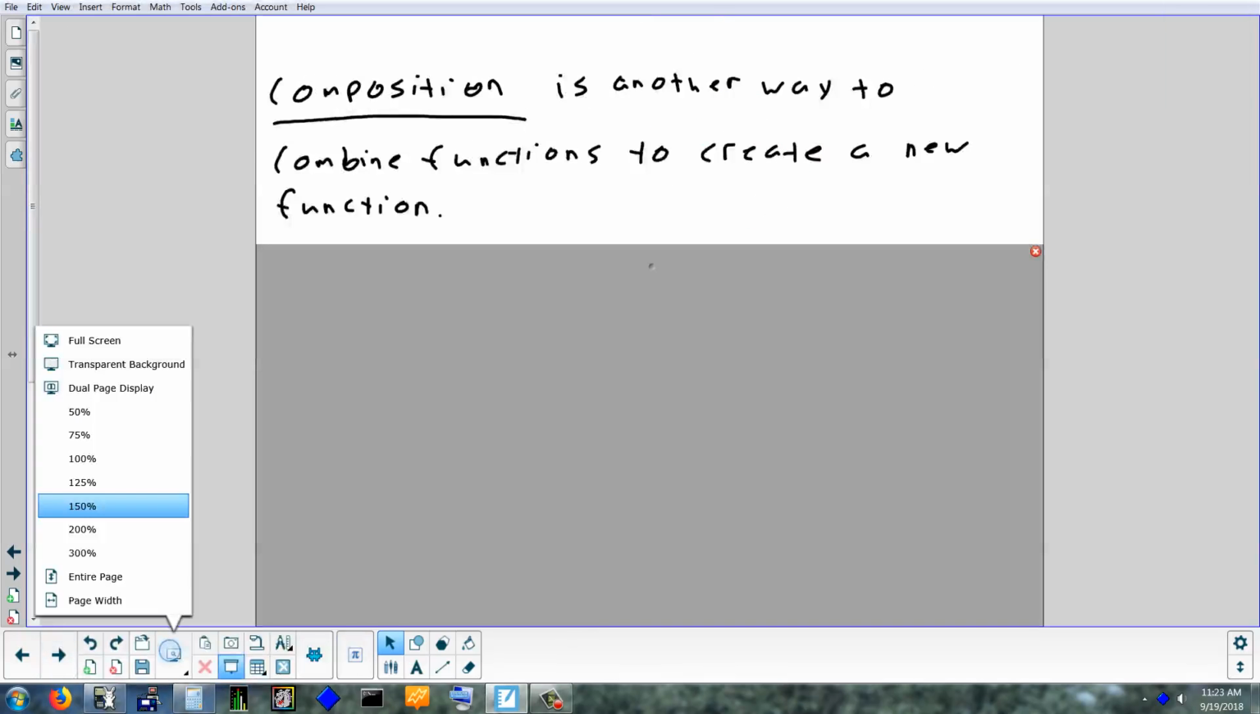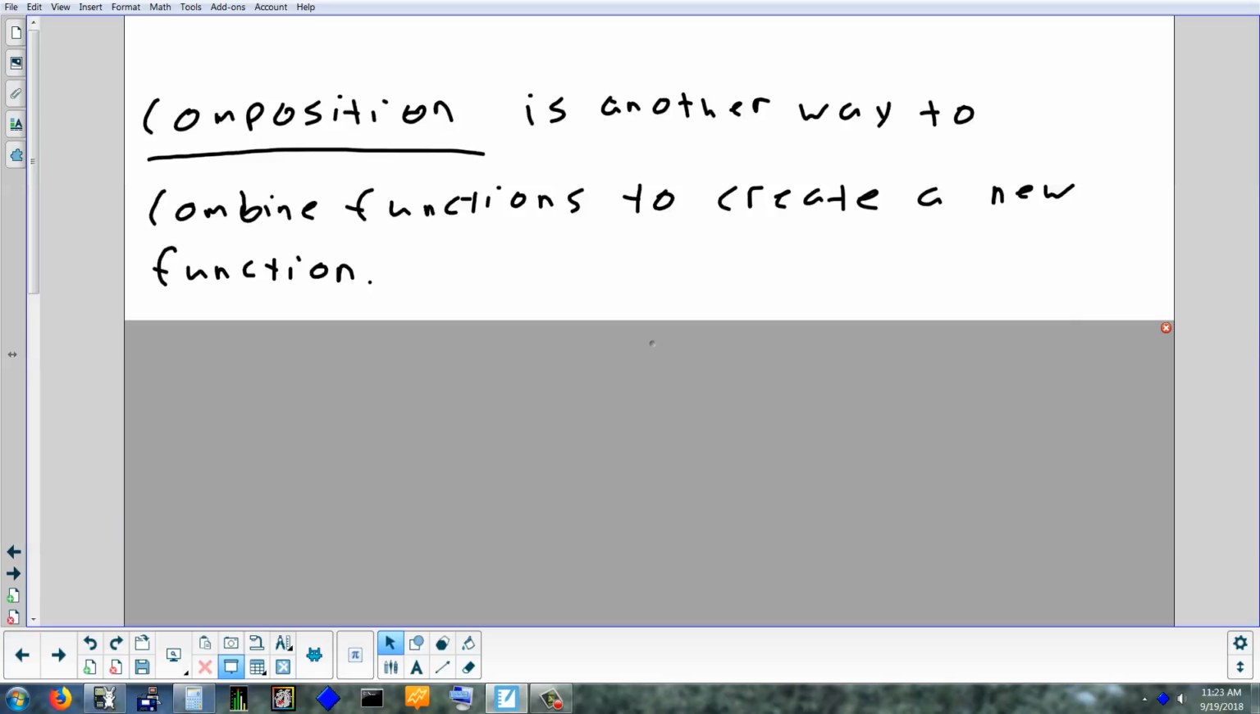Okay, so the next thing we're going to look at is a different way to take two functions and put them together. Okay, so not adding them or dividing them or subtracting them, but composing them, okay, or what's called composition.